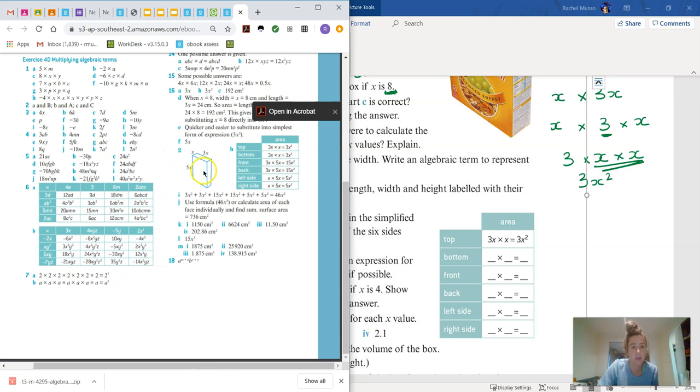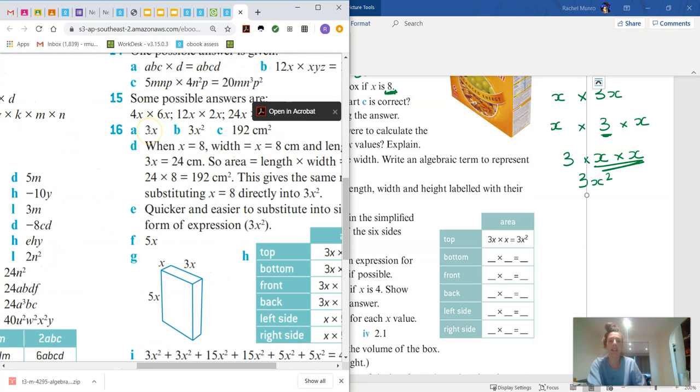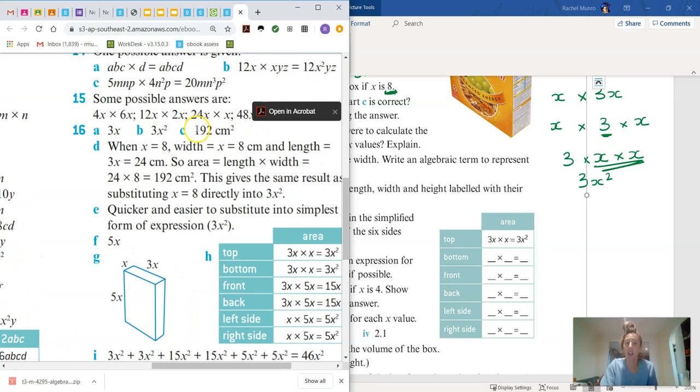Alrighty, so here we go. So we've got 3x, we've got 3x squared, which we did. We've got 192 centimeters squared. Remember, important to have centimeters squared because we got told that it was in centimeters. When x equals 8, the width equals x, which is 8 centimeters, and the length equals 3x, which is 24 centimeters. Okay, so 24 times 8 equals 192.